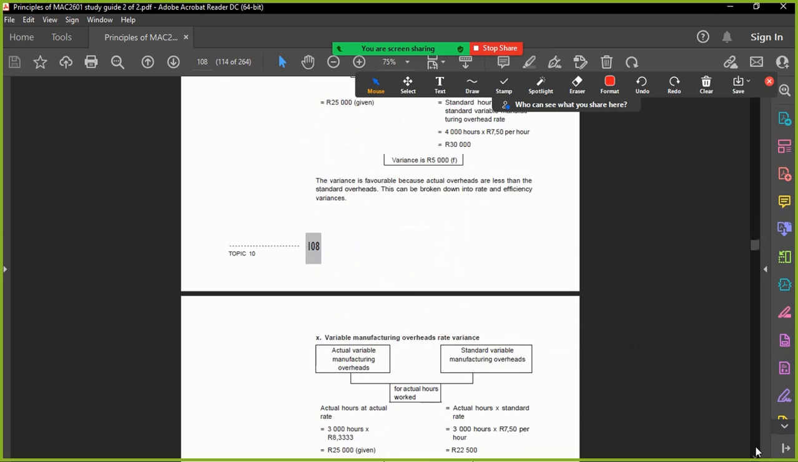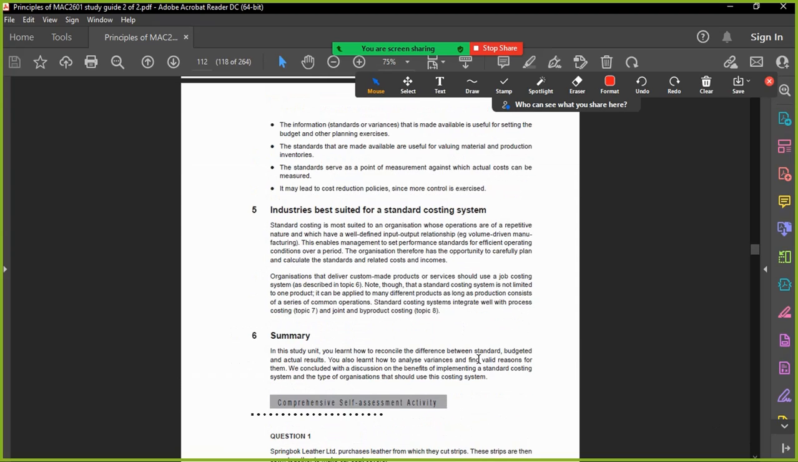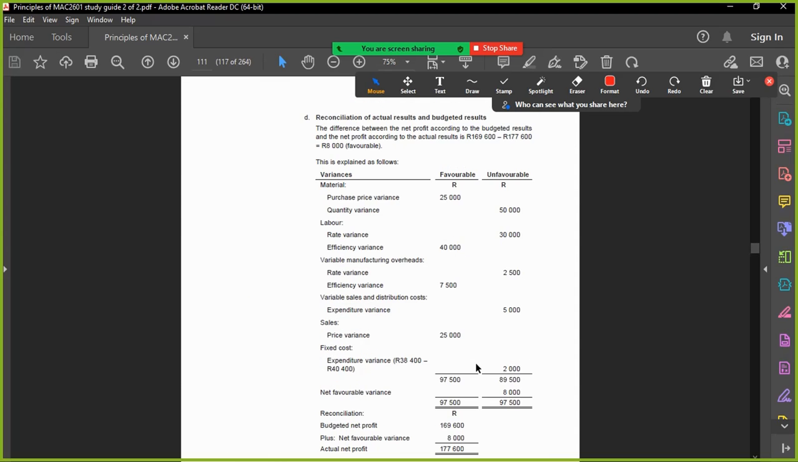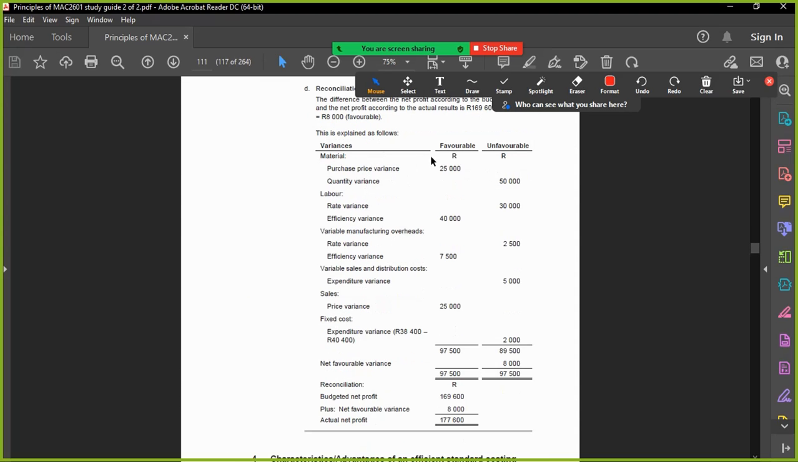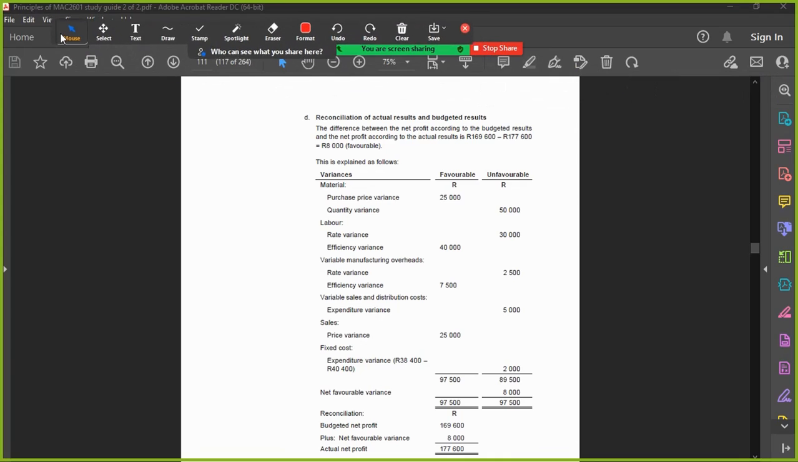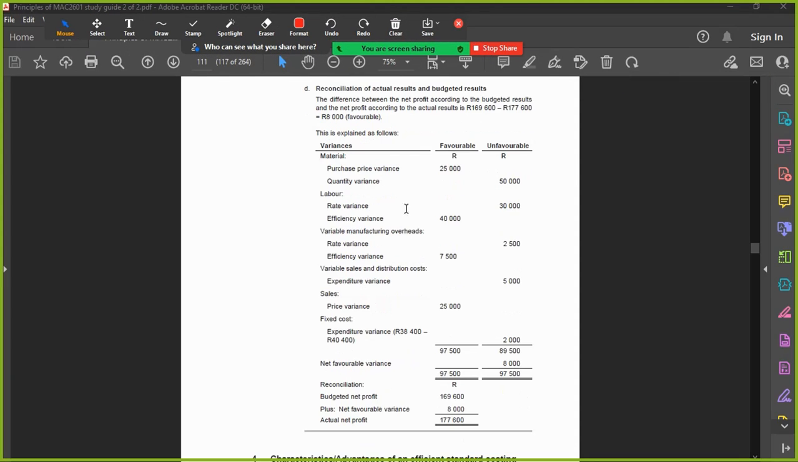If you look at their working, just to explain it, where is it? Here. Have a look at what they've given you here. Let me explain it so you understand what they've shown. Remember, this is a reconciliation. A reconciliation is comparing what actually happened to what we expected. Our actual was 5,000 units, and so was our budget.